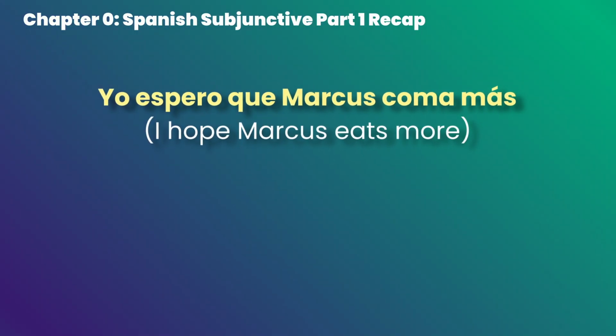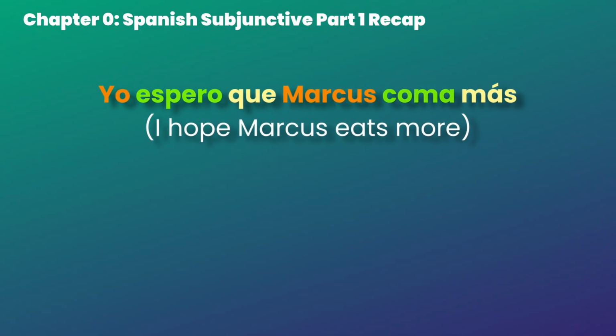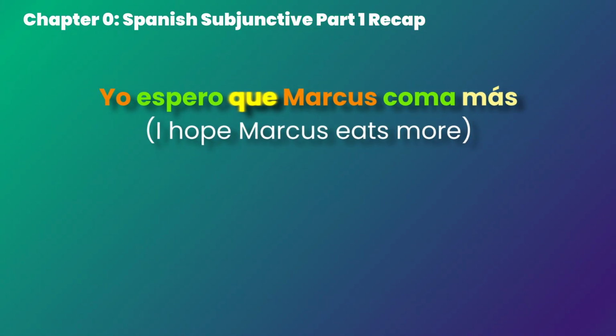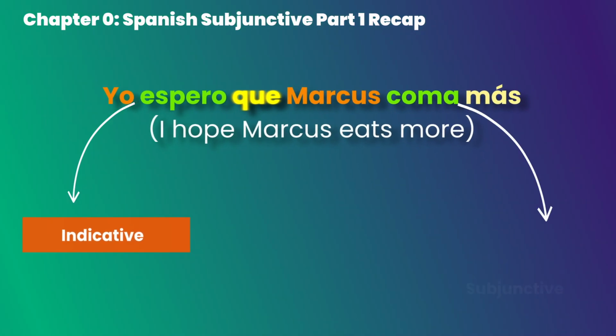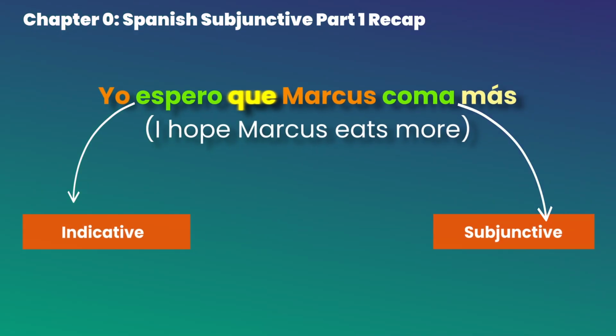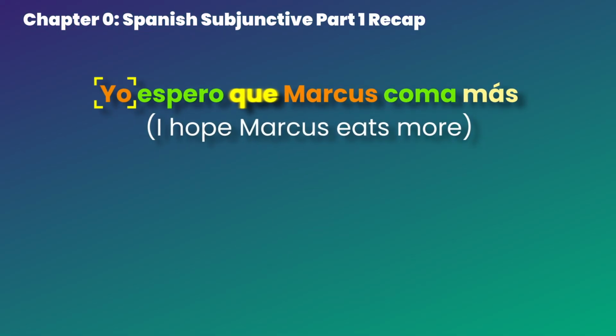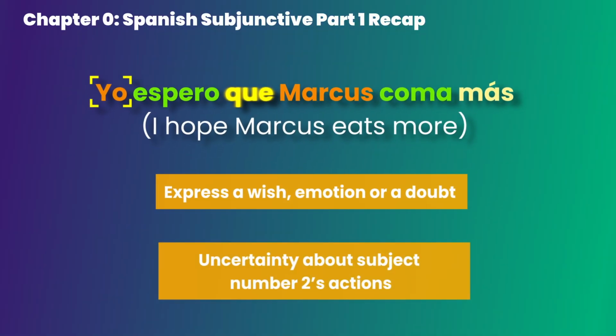Look at it. Here we have yo and Marcos as 2 subjects, esperar and comer as 2 verbs, and the conjunction que between them. The verb in the main clause has to be conjugated in a normal indicative way, and the verb in the subordinate clause has to take subjunctive conjugation. And don't forget that in order for this to be a subjunctive structure, the subject number 1 has to express a wish, emotion, or doubt, some uncertainty about subject number 2's actions.